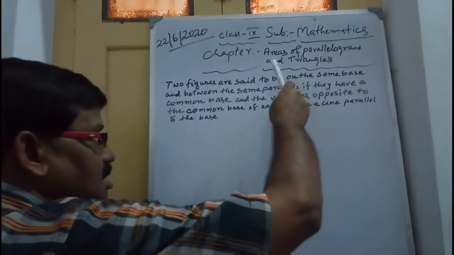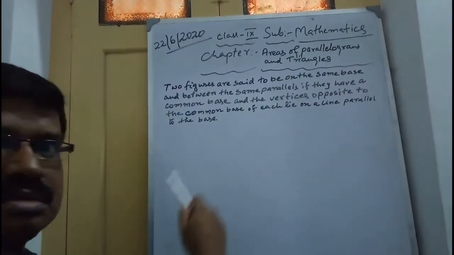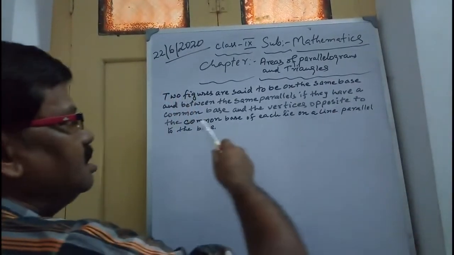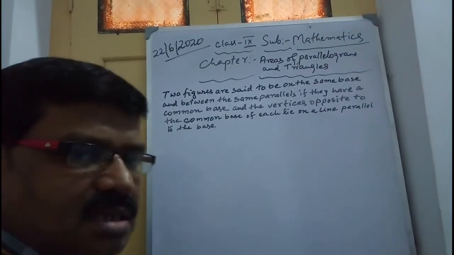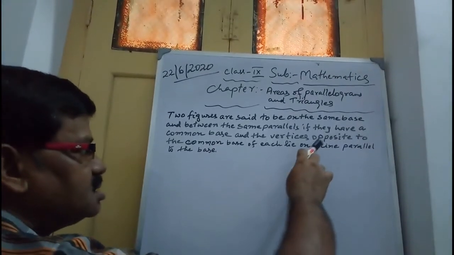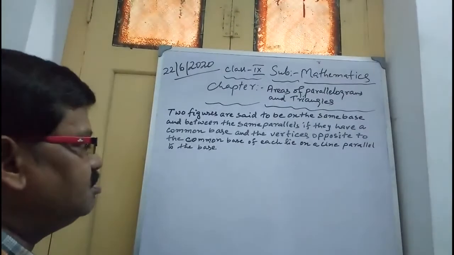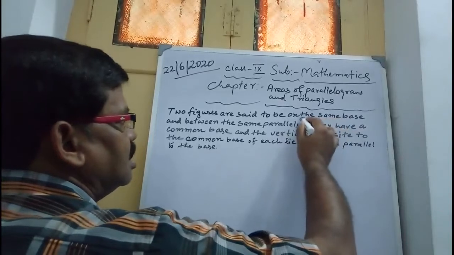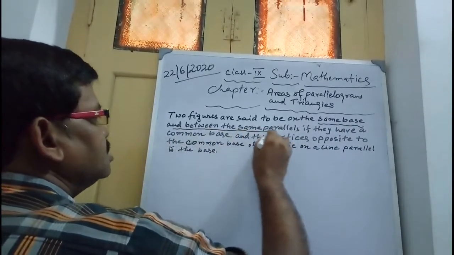Chapter: areas of parallelograms and triangles. In this one, two figures are said to be on the same base and between the same parallels if they have a common base and the vertices opposite to the common base of each lie on the same parallel to the base. So, on the same base and between the same parallels.